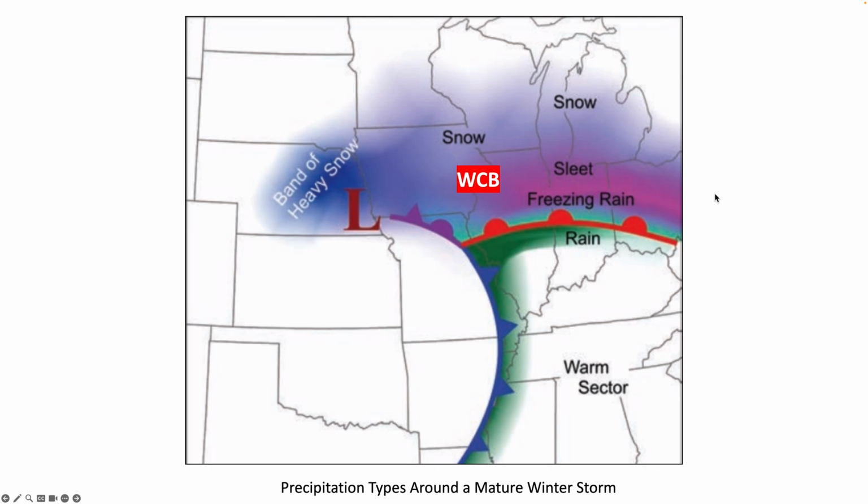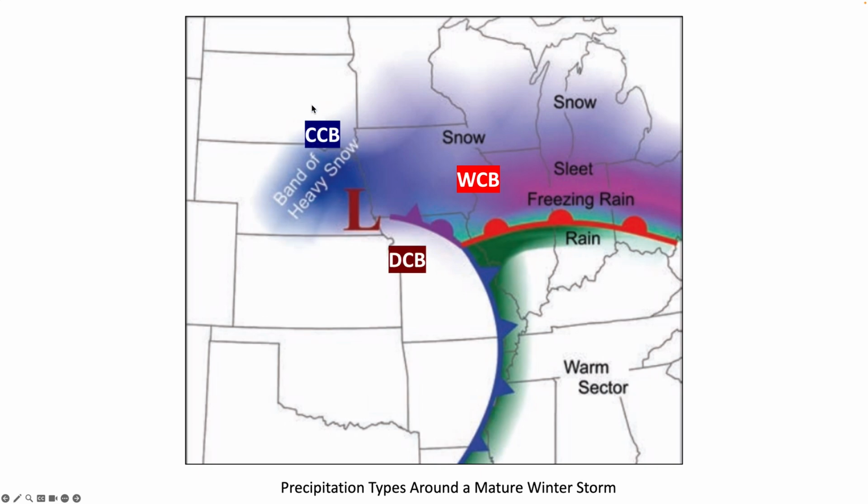Just to put this in context with our conveyor belts that we talked about in earlier chapters, here is the warm conveyor belt, which basically extends to the east of the cold front and all the way to the north of the warm front, where we have our overrunning precipitation. And then we have our band of heavy snow, which falls basically beneath the cold conveyor belt on the northwest quadrant of the low. So here's our cold conveyor belt.